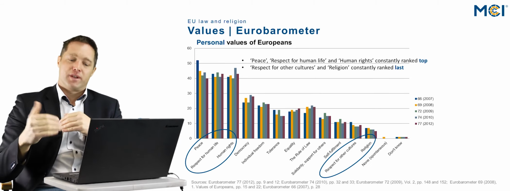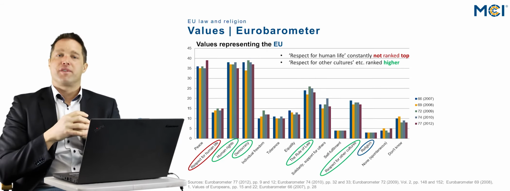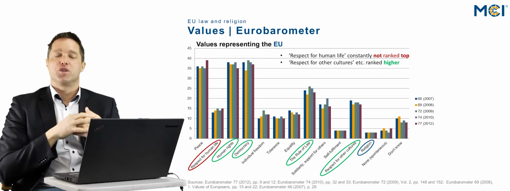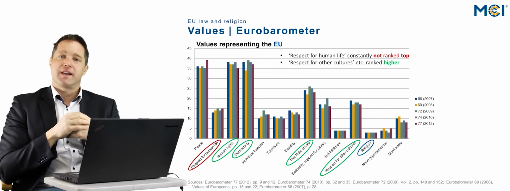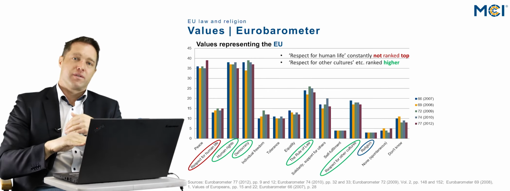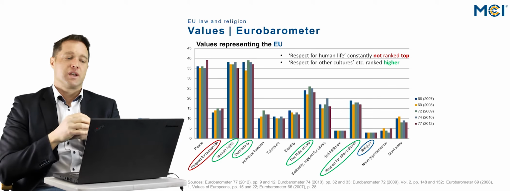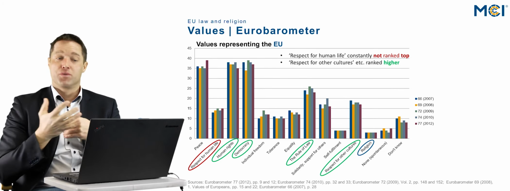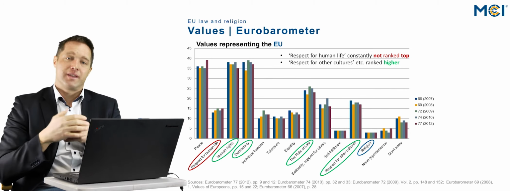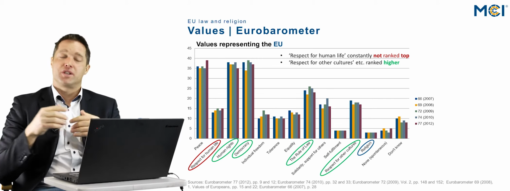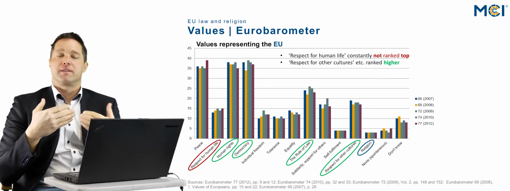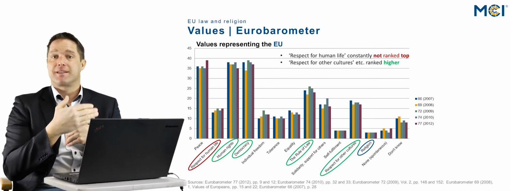On the other hand, if you compare the two slides, I find it very interesting what EU citizens deem to be the values representing the European Union. And if we compare the two slides, you can see indicated in red that respect for human life is lower, referring to the EU, not to personal values, whereas human rights, democracy, the rule of law, and respect for other cultures are ranked higher. What is constantly ranked very low is religion, and I think that also can help to explain those disputes when the Charter of Fundamental Rights was drafted at the time.